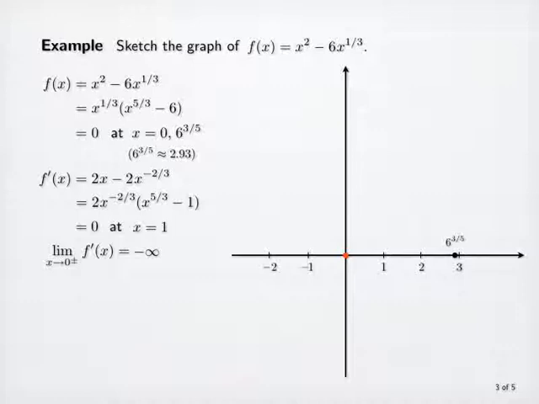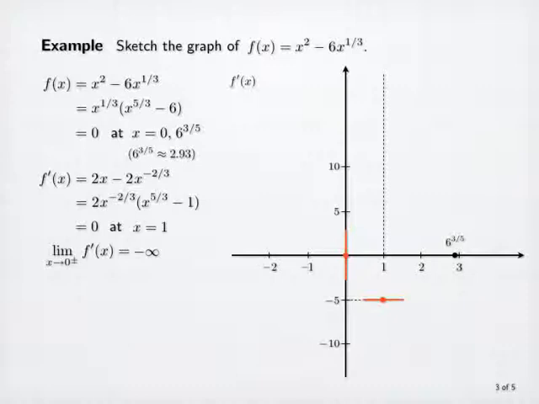Therefore, we conclude that the graph of f has a vertical tangent line at x equals 0. The value of f at 1 is minus 5, so let's plot the point (1, -5), indicating a horizontal tangent line there. And let's also indicate that the tangent line is vertical at the point (0, 0). Now let's think about the sign of f prime of x.